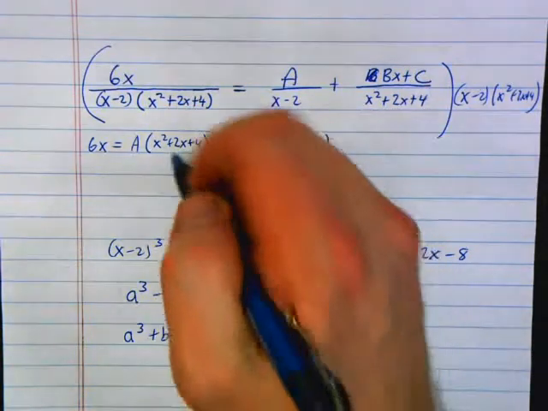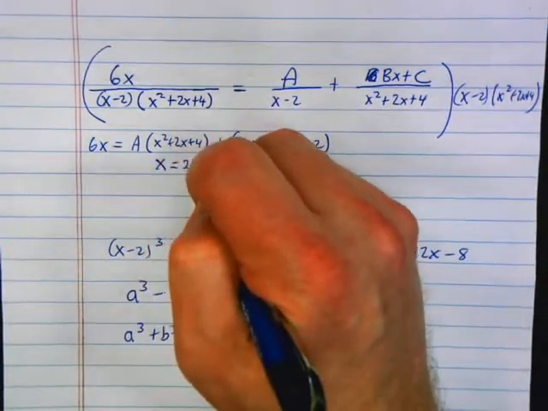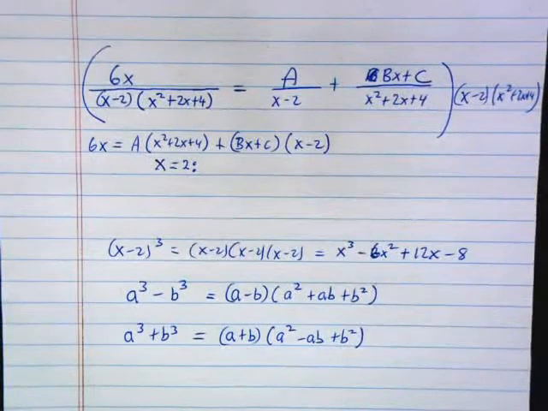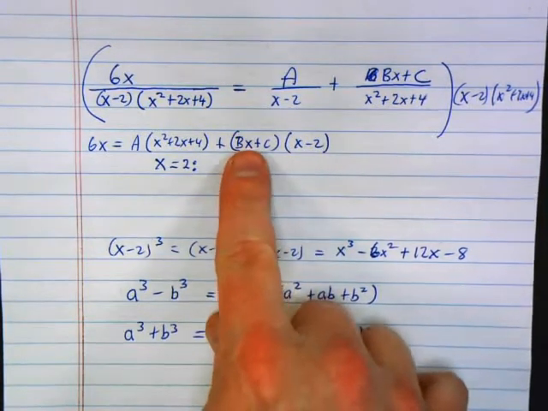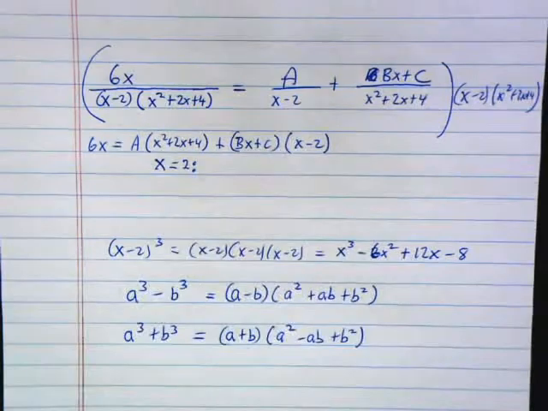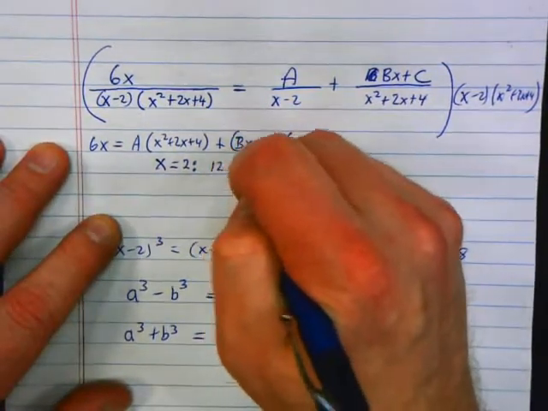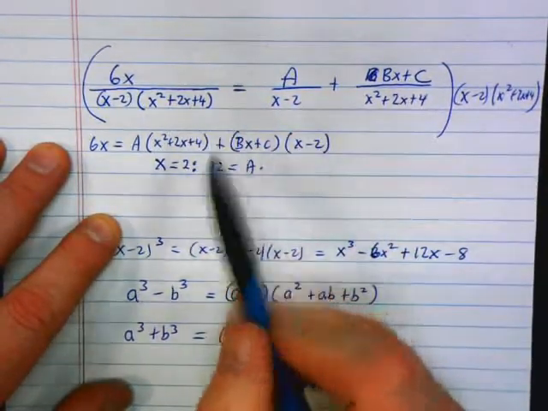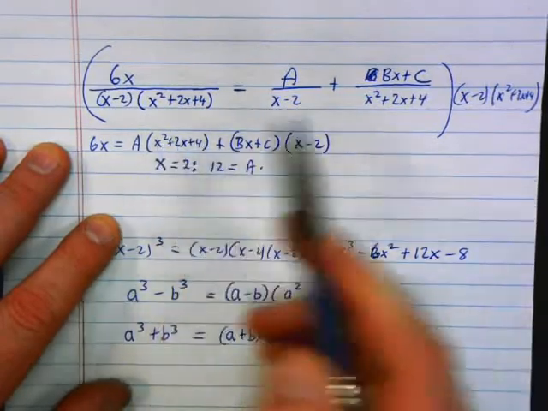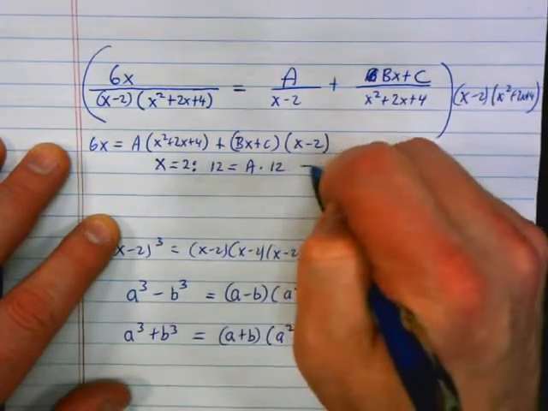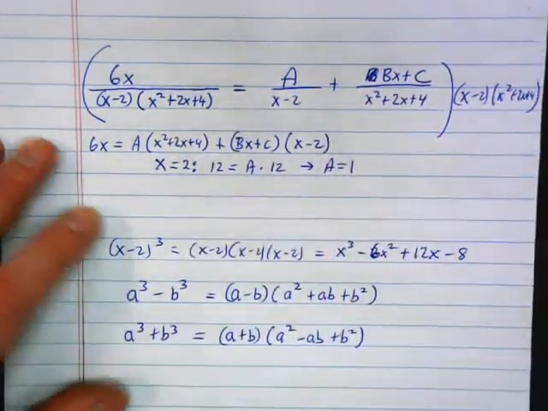Again, I plug in my favorite number. My favorite number is x equals 2. Why do I like x equals 2? It gives a 0 over here, which knocks out both the b and the c. 12 equals a times, plug in 2, I'm going to have 4 plus 4 plus 4, that's 12. A equals 1.